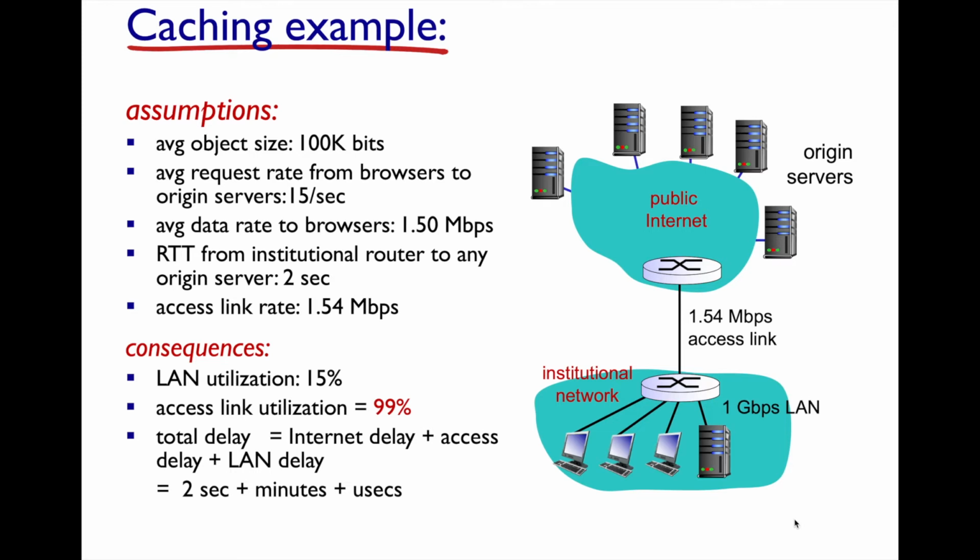And so that speaks to this idea of the so-called bottleneck link. What dominates the performance in an end-to-end flow is the slowest link along the route. Okay. And here we see the access link is going to dominate the time it takes for some object to get from the origin server back to some browser on the institutional network.